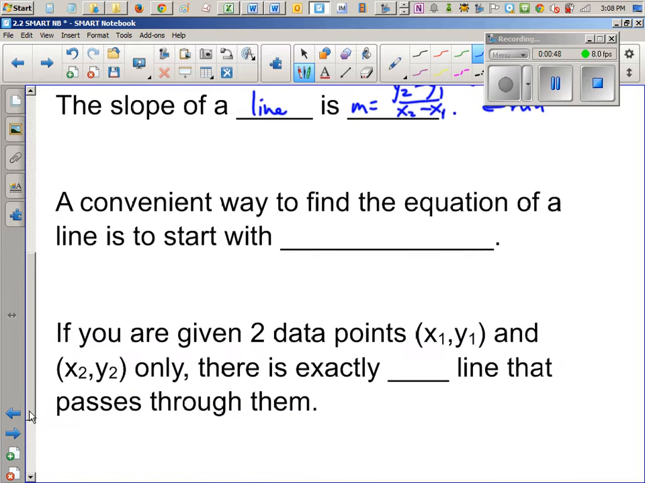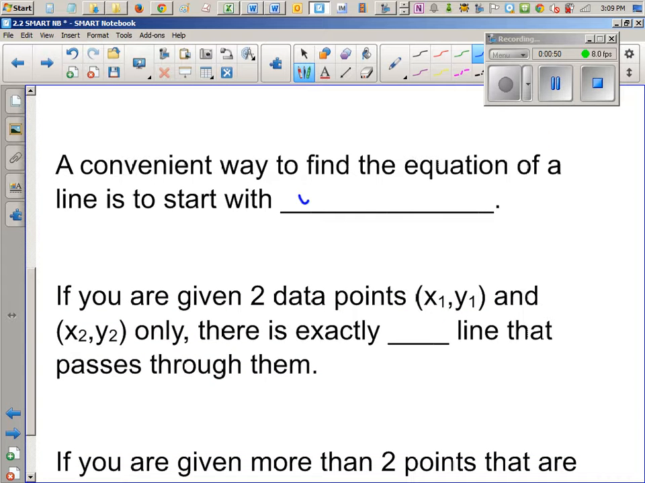A convenient way to find the equation of a line is to start with y minus y1 equals m times x minus x1. This has proven to me to be the fastest way to begin working with this equation of a line if I seek to find it. And this is called the point slope form of a line.